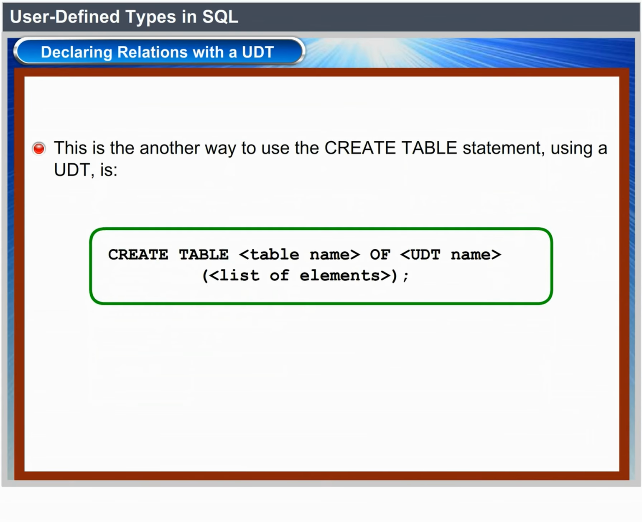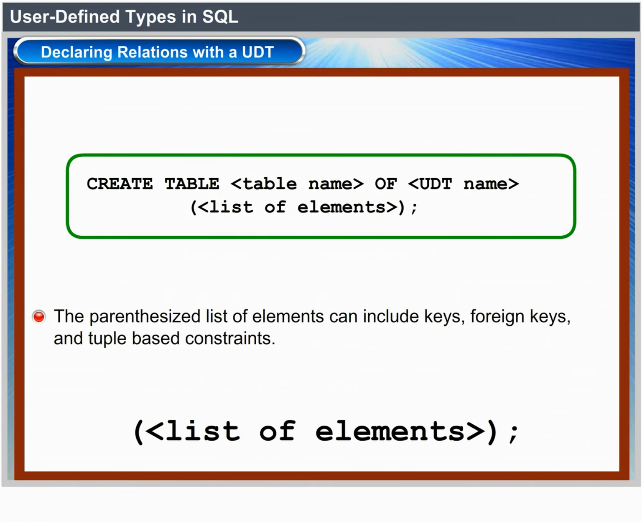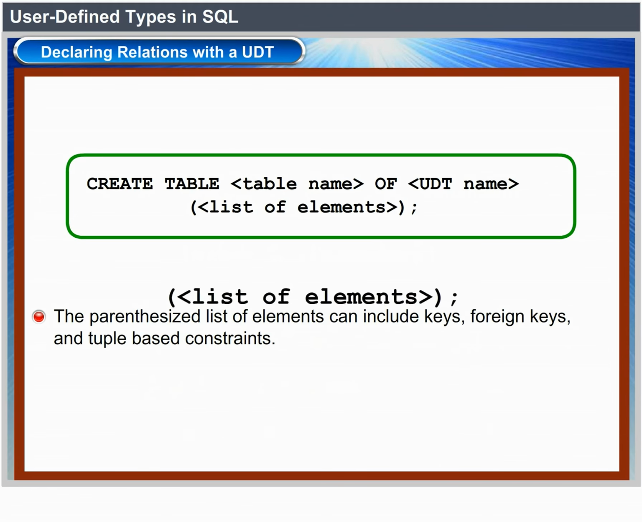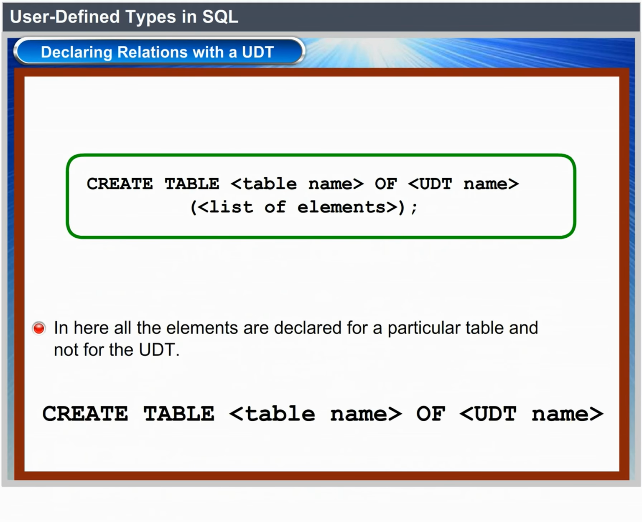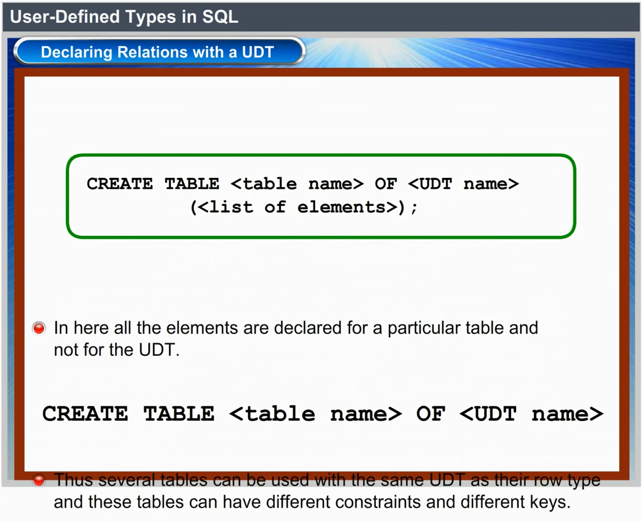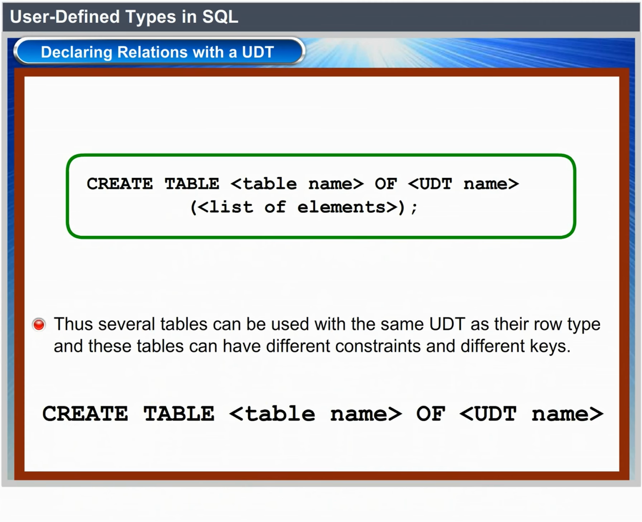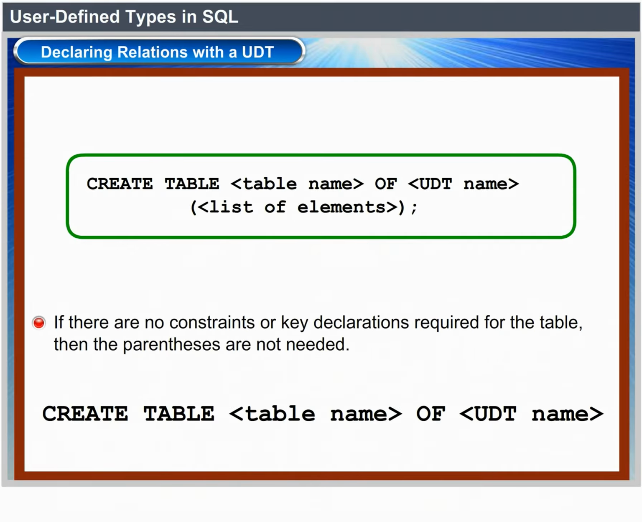The parenthesized list of elements can include keys, foreign keys, and tuple-based constraints. Note that all these elements are declared for a particular table, not for the UDT. Thus, there can be several tables with the same UDT as the row type, and these tables can have different constraints and even different keys. If there are no constraints or key declarations desired for the table, then the parentheses are not needed.